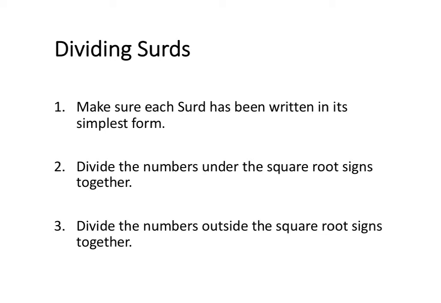Once you've finished simplifying the surds, divide the numbers under the square root signs together as your second step. And then your third step is to divide the numbers outside of the square root sign together. If they can't be divided equally, simplify the fraction and leave them in fraction form. The final step before you can finish is to make sure that your answer is in simplest form. If it's not in simplest form, go ahead and simplify it before finishing the question. So let's have a look at a couple of examples.